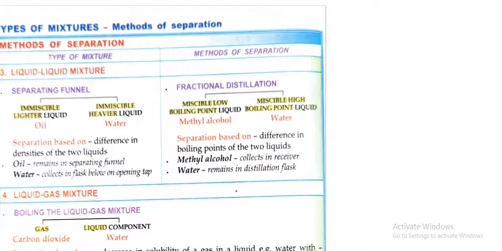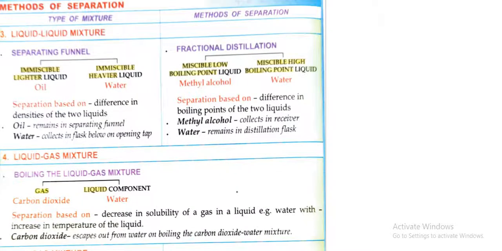Let us see some more types of mixtures. The next one is liquid mixture. Let us see how to separate the liquid mixture. Now students, remember that liquid mixtures can be of two types. One is if the liquids do not mix with each other, then we call them immiscible liquids, and if the liquids mix with each other, then we call them miscible liquids.